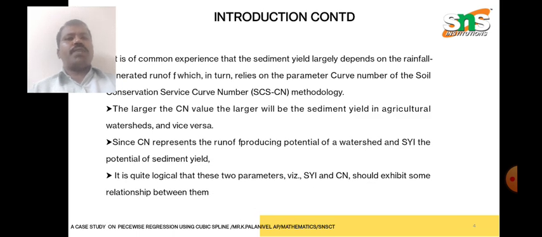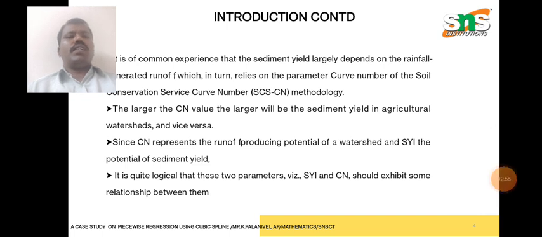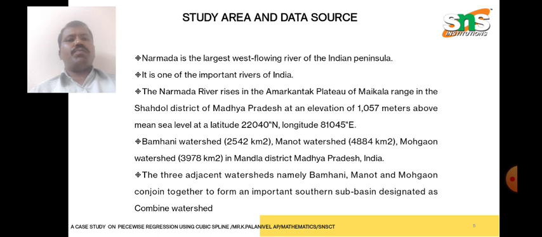It is common experience that sediment yield largely depends on rainfall, served by the curve number methodology. The larger the CN value, the larger will be the sediment yield in agricultural watersheds, and vice versa. Since CN represents the runoff producing potential of a watershed and SYI the potential of sediment yield, it is quite logical that these two parameters, SYI and CN, should exhibit some relationship between them.